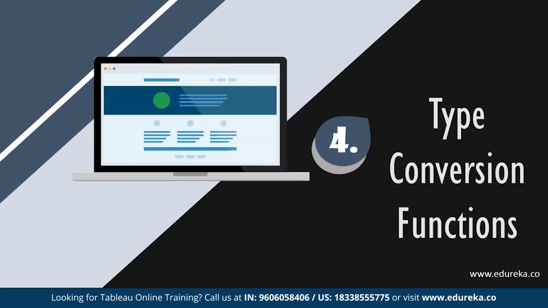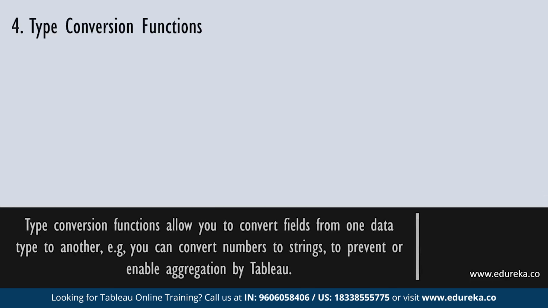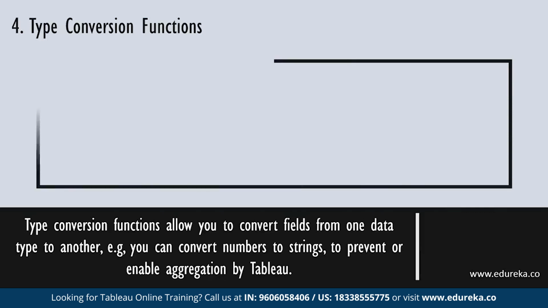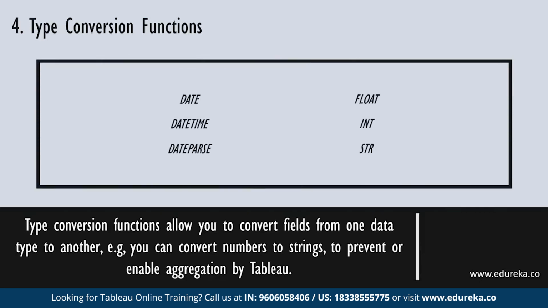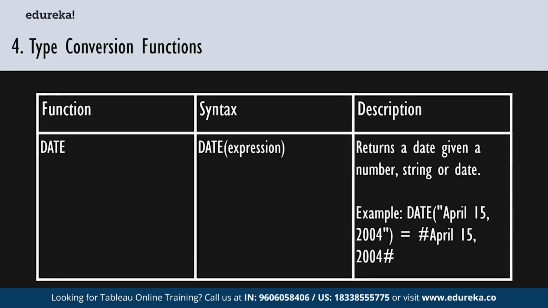Next, we have type conversion functions. Now, why do you use these functions? Type conversion functions allow you to convert fields from one data type to another. So basically, you can convert numbers to strings, such as age values, so that Tableau will not try to aggregate them. So let's move on to our first type conversion function. The first one is date. Now basically, this returns a date given a number, string, or date expression.